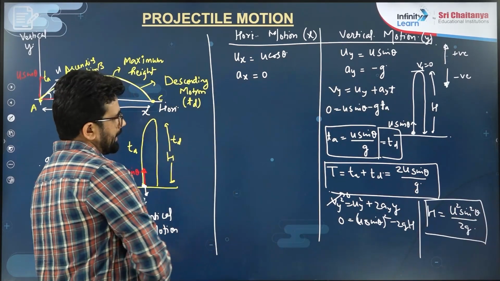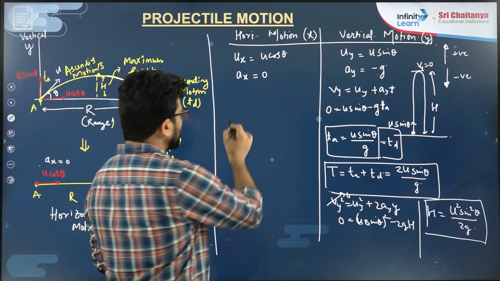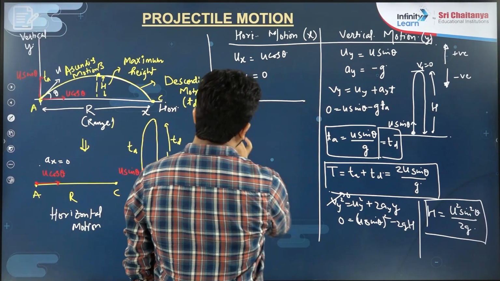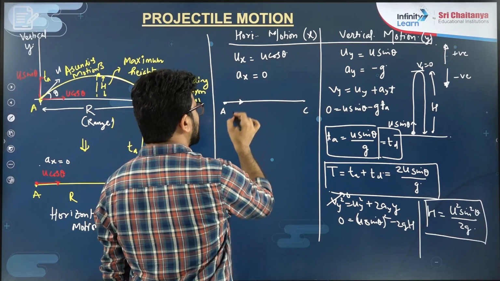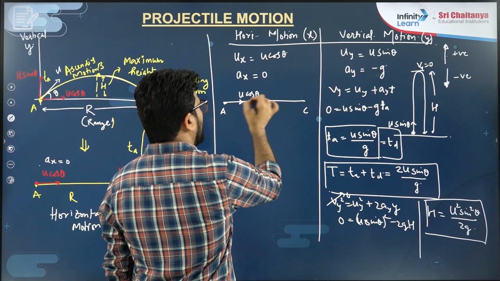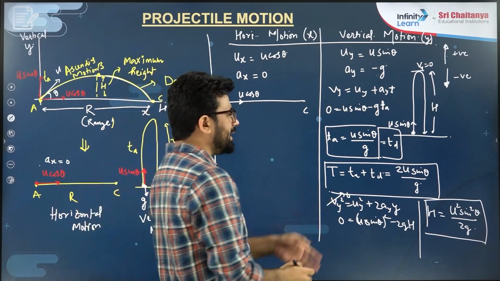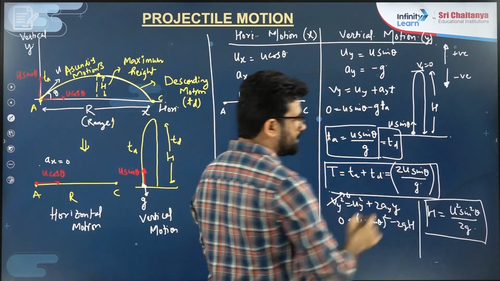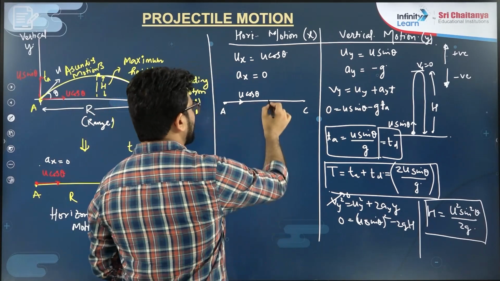Okay, now we have to check what is the horizontal range. How to calculate? The particle is moving from here to here, from point A to C, and the velocity was u cos theta. Now it is moving with constant speed, but up to what time? The time of flight is given to you, 2u sin theta by g. So I can put that time, that is equal to t.